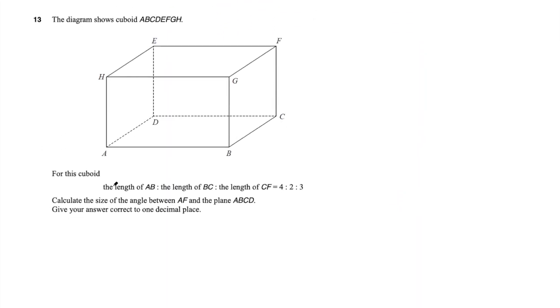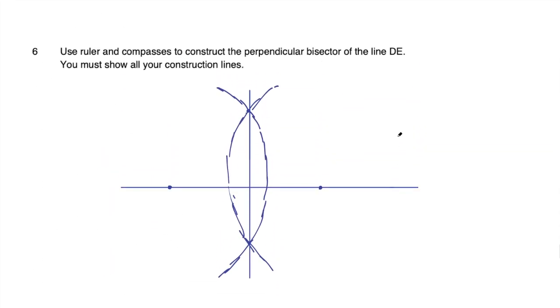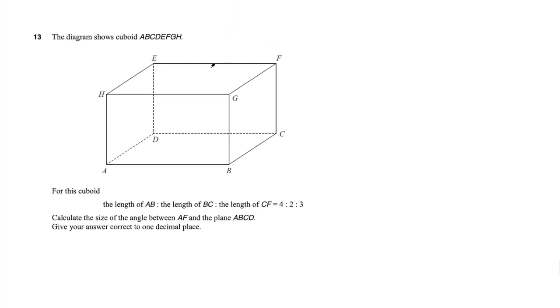Next, we have the angle between a line and a plane type of question. So this is the second last question I'm going through. This question says the diagram shows the cuboid A, B, C, D, E, F, G, H, and I've just wondered, did I put marks on this one? This was a 2-mark question, by the way. Okay, so we have a cuboid.